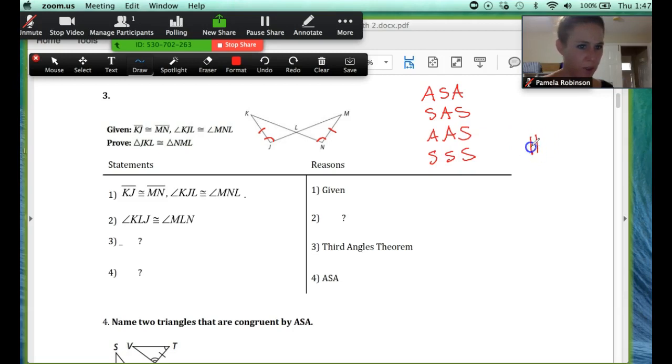actually only works if you have a right angle, so we call that the hypotenuse leg, because you have to have hypotenuse and a leg to prove congruence, and the angle has to be a right angle. It can't be any angle. Okay, so here's our ways.